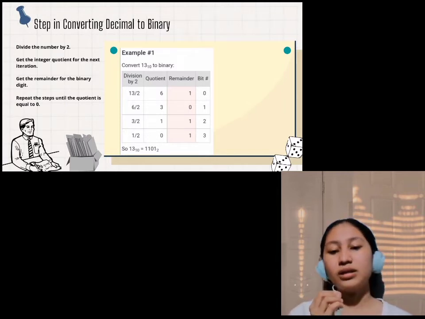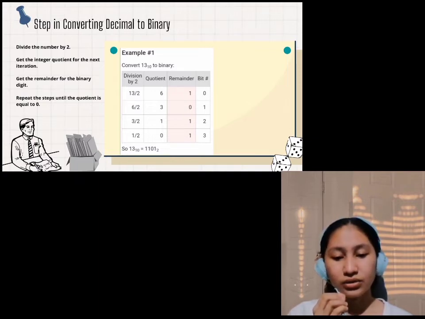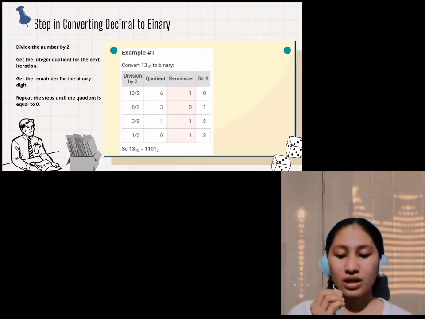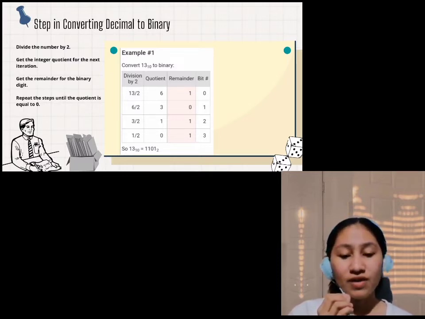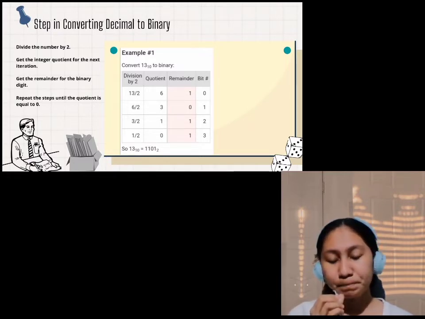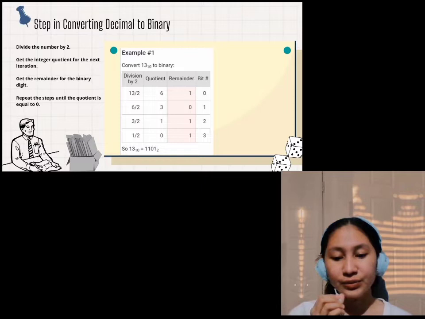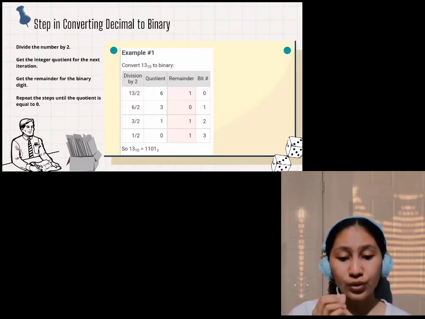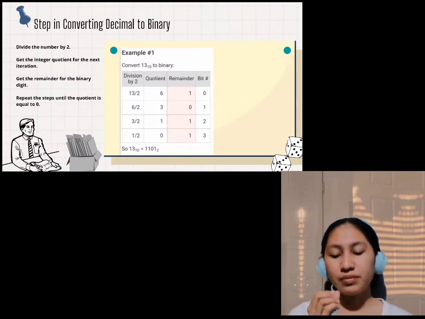So we can get the quotient 3 again, and there is no remainder, so we put 0 there. And on the third step, we need to get the 3 again for the next iteration and divide it by 2. So 3 divided by 2 is 1, so we have the remainder 1 again. And then since 1 divided by 2 gives a quotient of 0, the 1 left on the quotient will be the remainder.